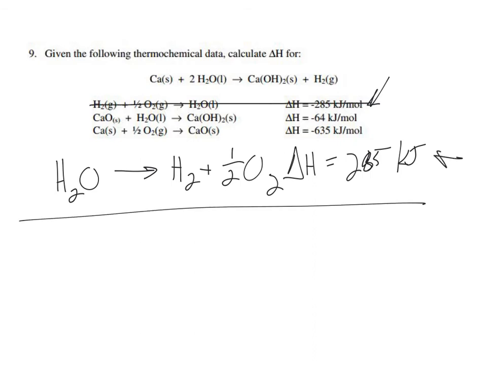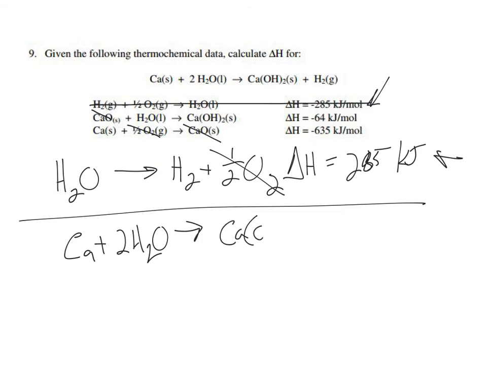Now I can add these together. I can cancel out half an oxygen on either side, and I can also cancel out the calcium monoxide. And that leaves me with Ca plus 2H2O yields Ca(OH)2 plus H2. And then if I add all those enthalpies together, I get negative 414 kilojoules.